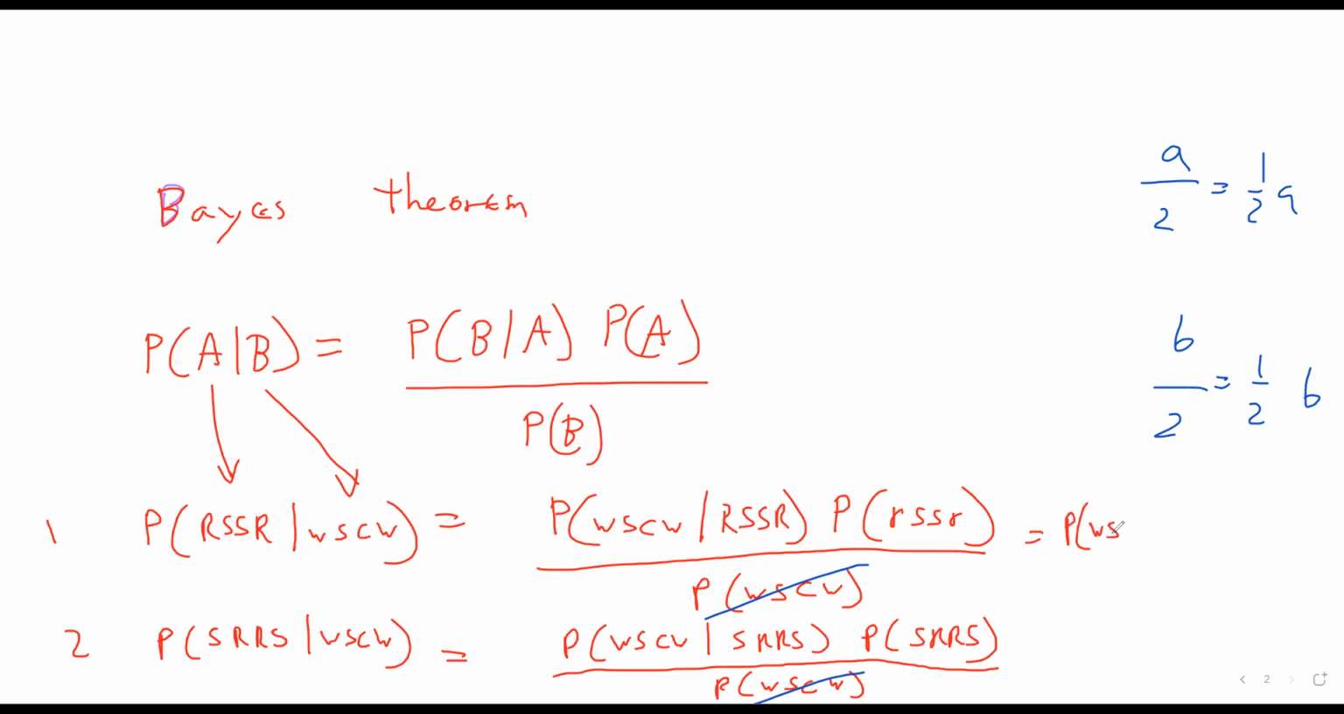the probability of walk, shop, clean, walk, conditioned on RSSR, times the probability of RSSR. And then over here, the probability of walk, shop, clean, walk, given SRRS, times the probability of SRRS. And that's what it comes out to, and so that's really great. The other simplification is, as I said, we don't have transitions that are this big, right?